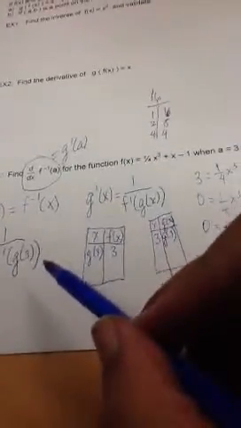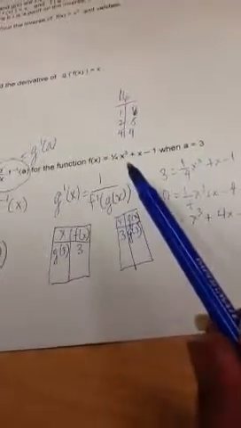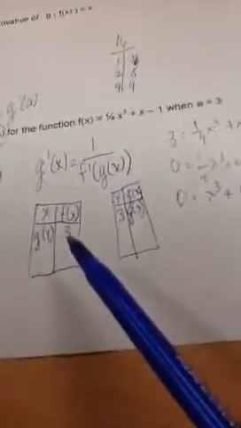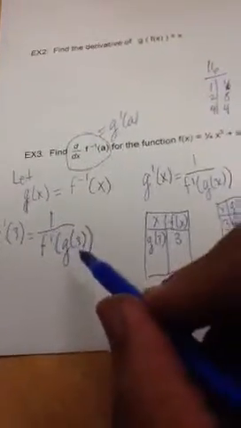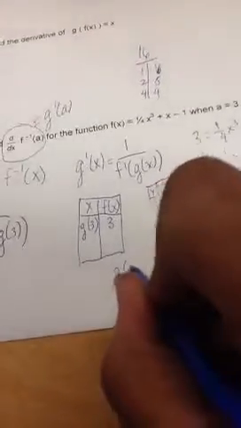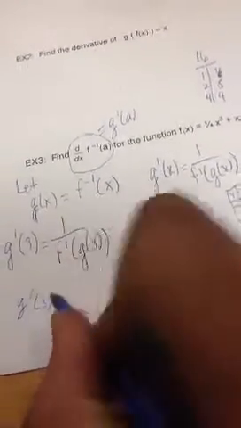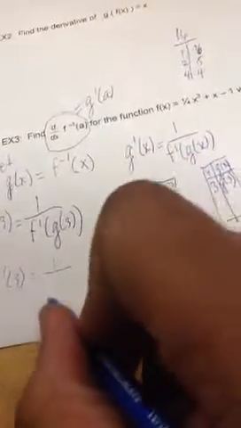So I know that g of 3 equals 2 because remember that's the x value that I'll get when I set f of x equal to 3. Remember that's what we did. So this g of 3 is equal to 2. So now that I know that g of 3 equals 2, I'm able to go and plug back in. So g prime of 3 now equals 1 over f prime of g of 3, which was 2.